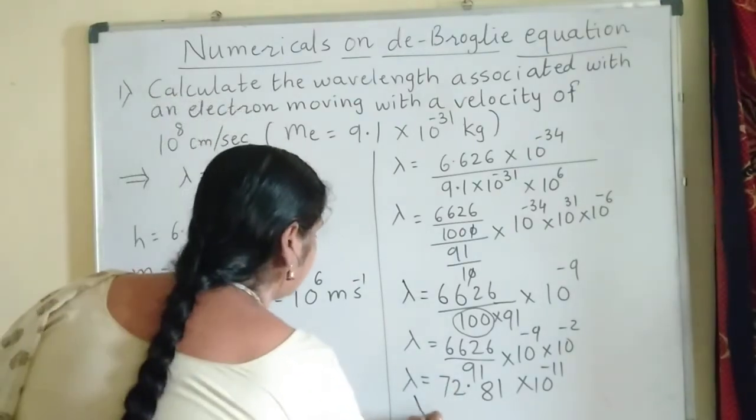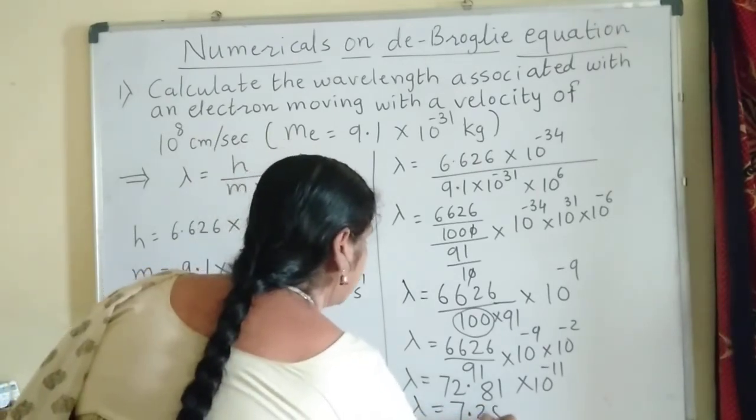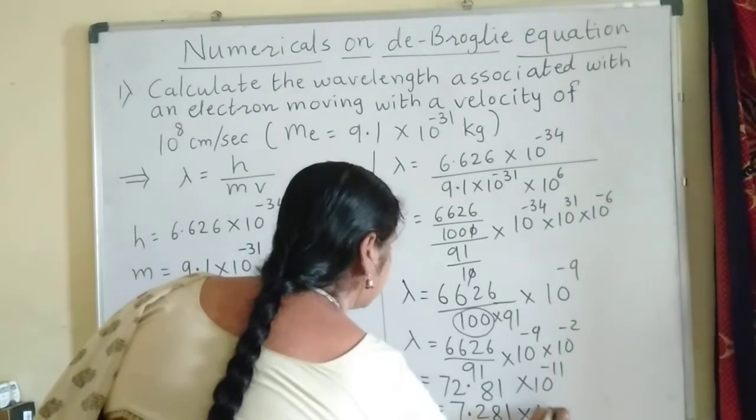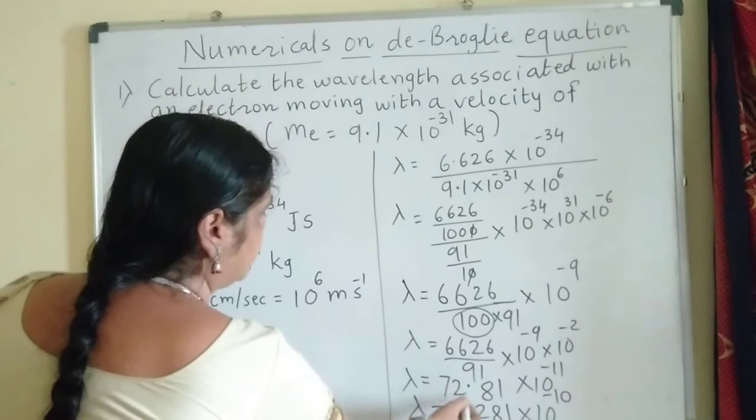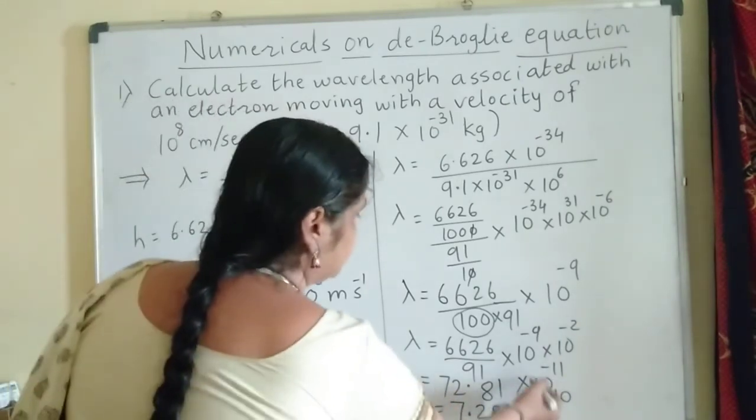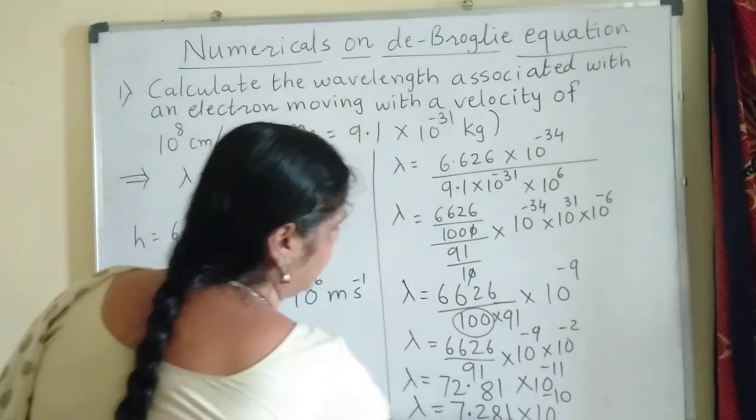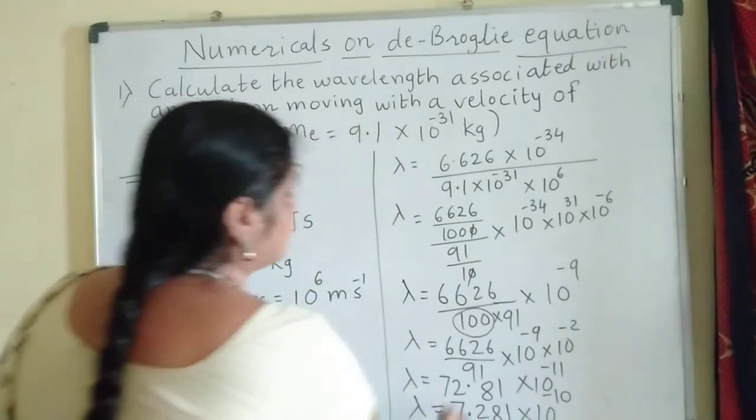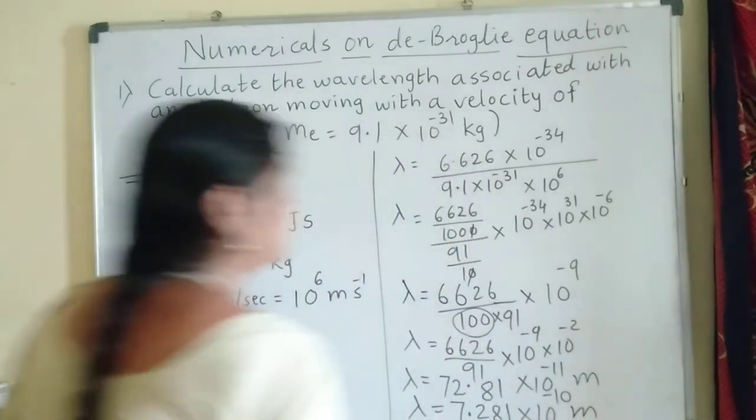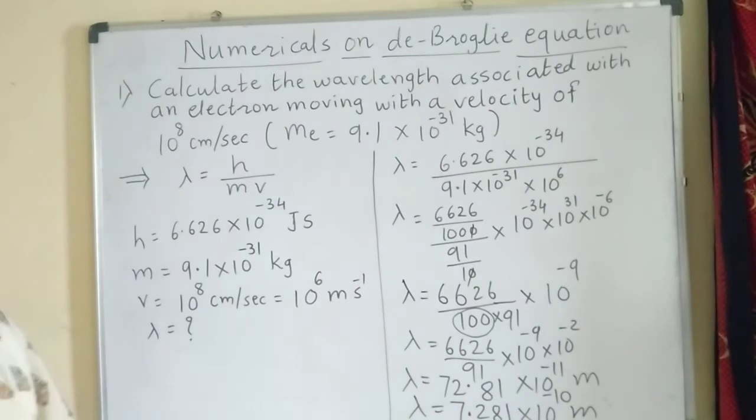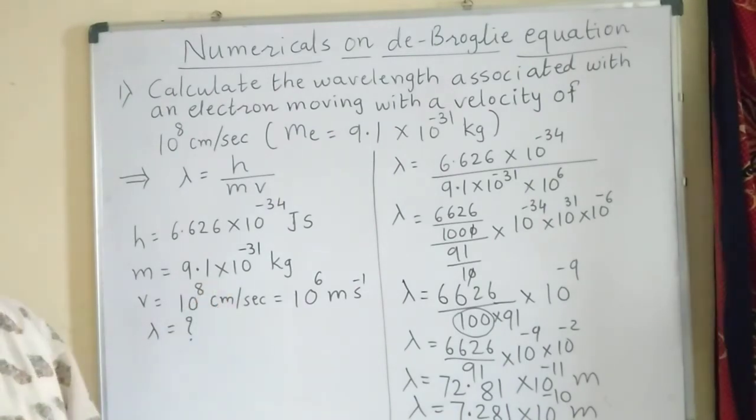the final answer for the lambda comes as 7.281 into 10 raised to minus 10. When you are shifting the decimal place one place to the left hand side, there will be some change in the exponent part, and here you are getting this answer in this way, 7.281 into 10 raised to minus 10. This answer comes in the meter unit. Here also this answer comes in the meter unit. Got it, everyone? How to calculate this value of the lambda?